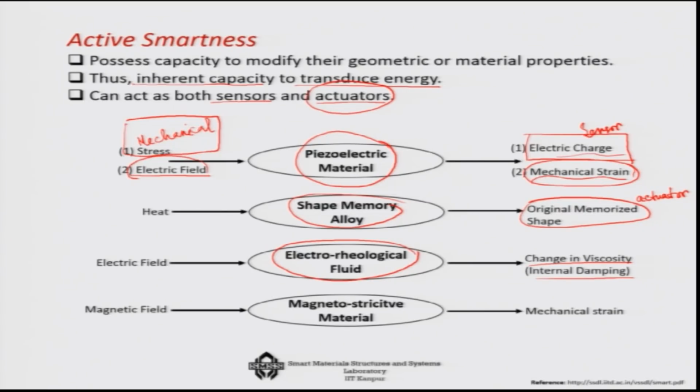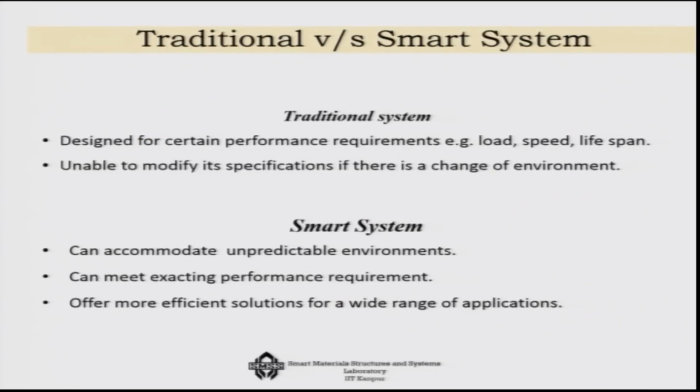If you use magnetic field as an input, then there are materials which are known as magnetostrictive materials. They transduce and they generate the mechanical strains. So, this is another group of material with another capability of transduction of energy. There are many other transductions that we will be summing up in a matrix soon. So, you will see what the other possibilities are.